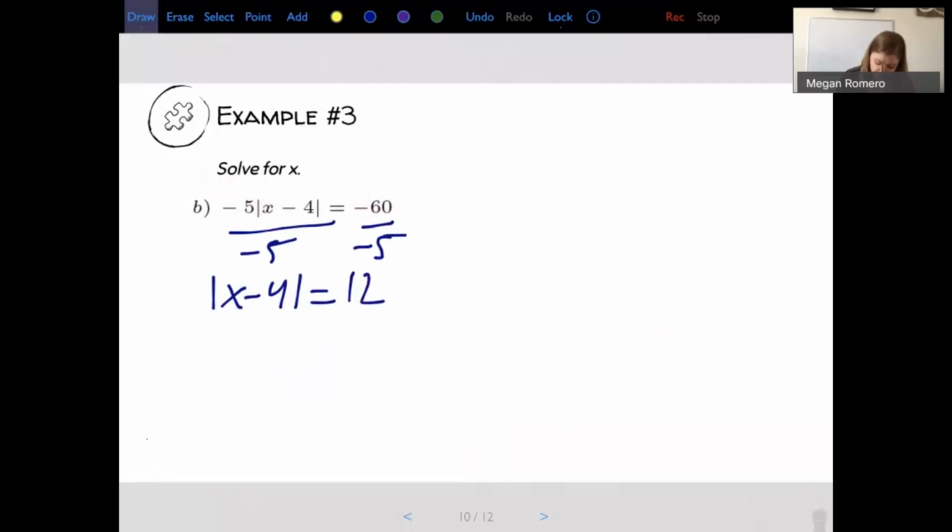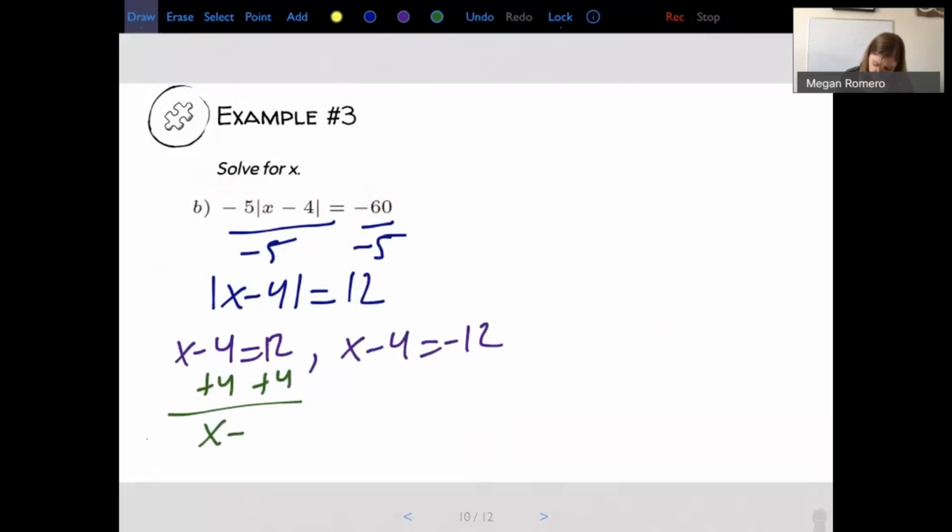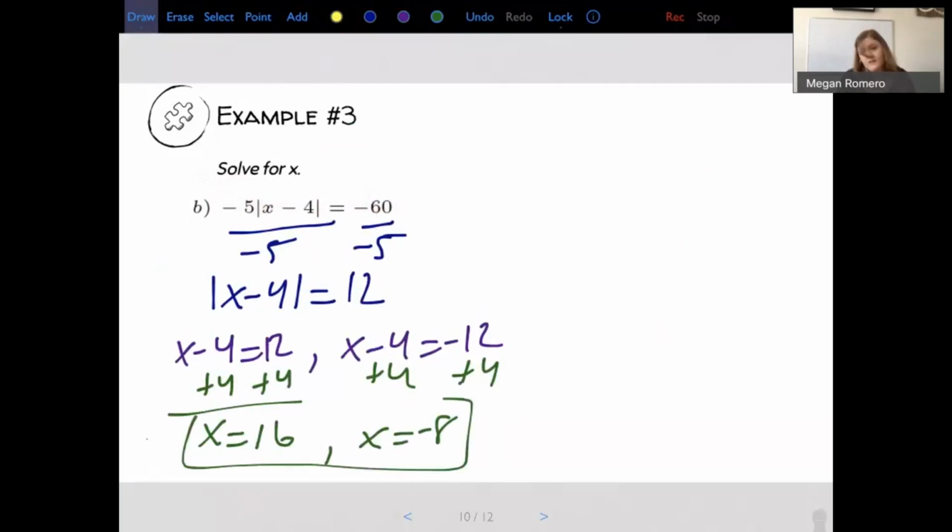We split this into two equations and solve each of them for our unknown variable x. So we have x equals 16 and x equals negative 8. Again, I'll leave this problem to you to check your answers.